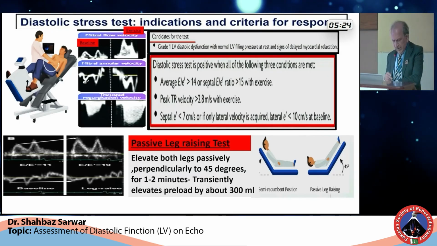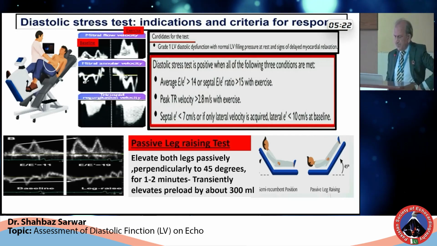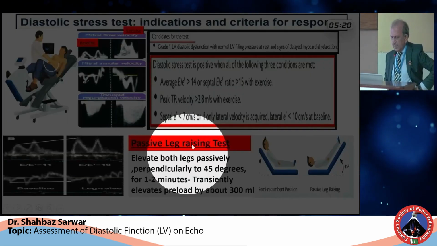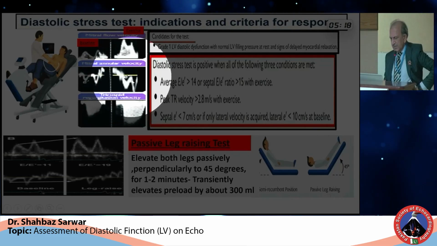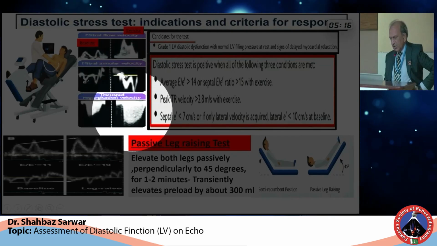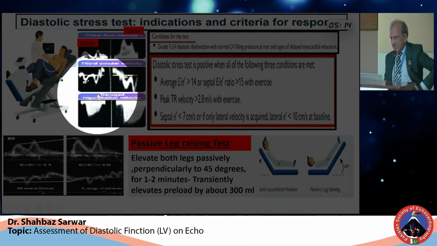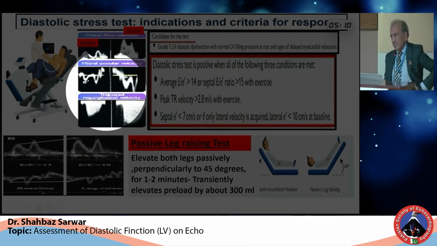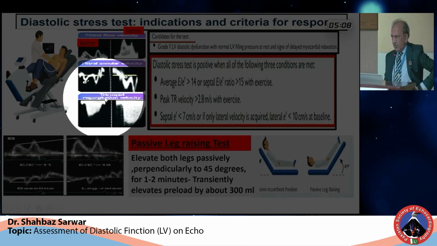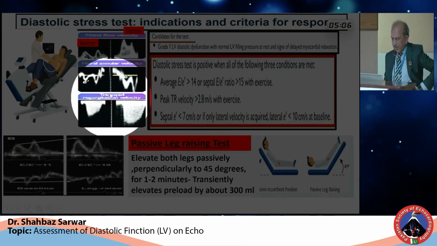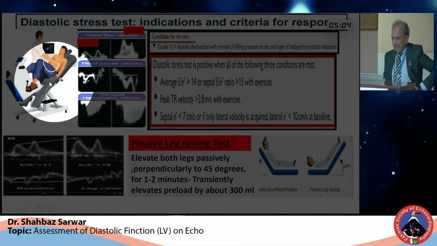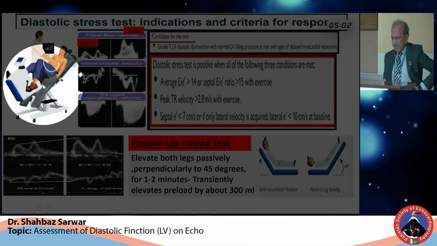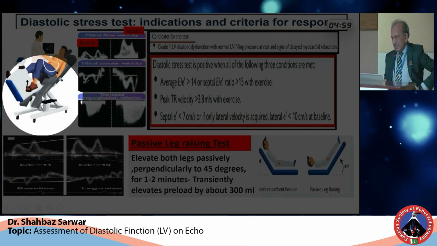Again, we can use the diastolic stress test. We have to see that all three things, E by E prime ratio and TR velocity, all of them should become abnormal with the diastolic stress test. It has been extensively used in the West, but in Pakistan we are not using a lot of it. It's not that difficult, but because of cost and getting the proper equipment, it is really difficult.